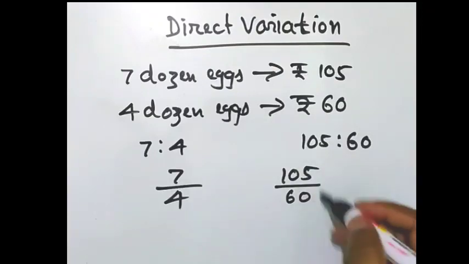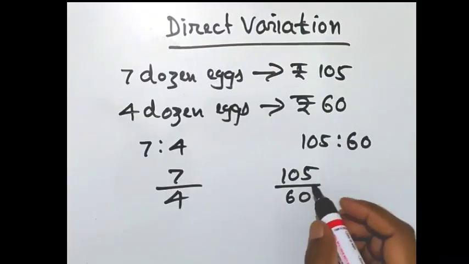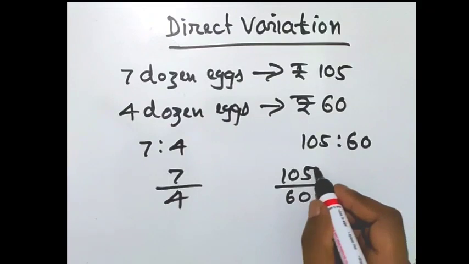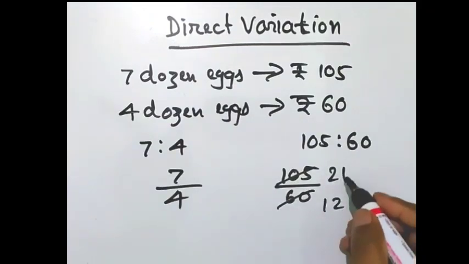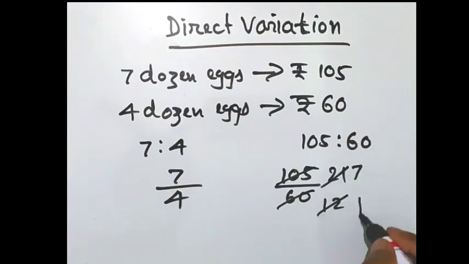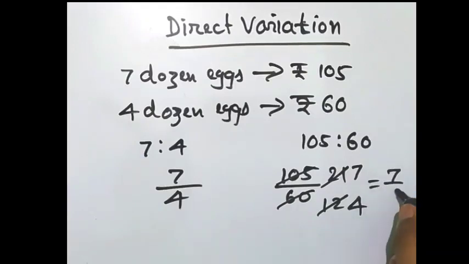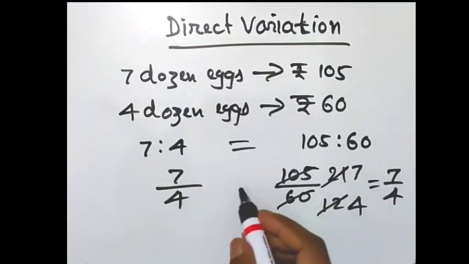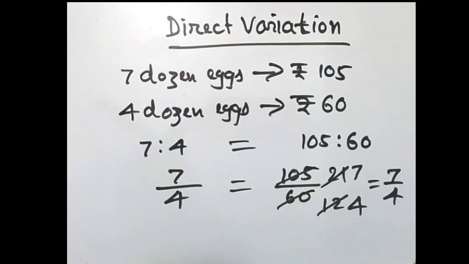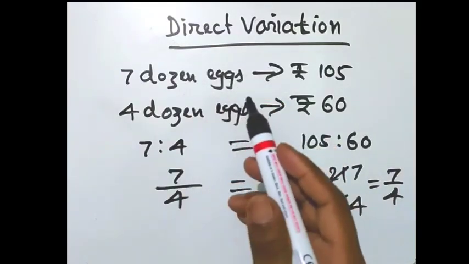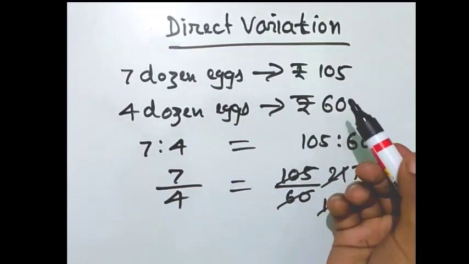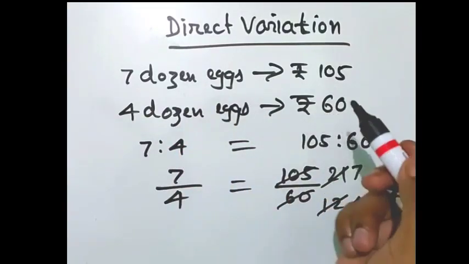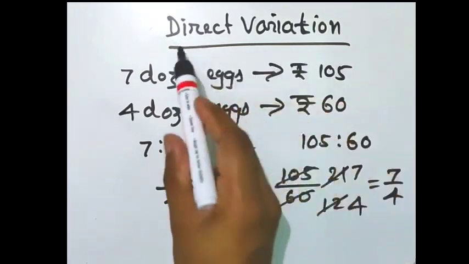Now let's simplify this fraction. So we can say 5 times 2 is 10, 5 times 1 is 5, 5 times 12 is 60, 3 times 7 is 21 and 3 times 4 is 12. So we observe that it has turned out to be 7 by 4. So these two ratios are also equal. So in direct variation, the ratio of the two values of one quantity will always be equal to the ratio of the two values of the other quantity, but only in direct variation.